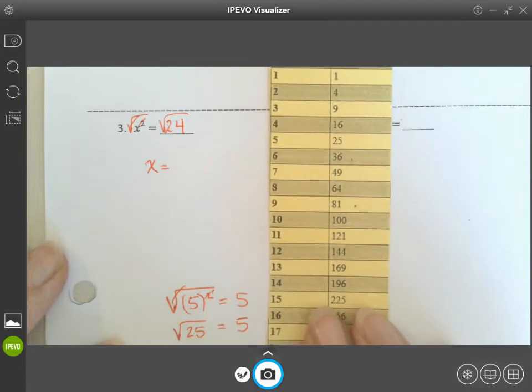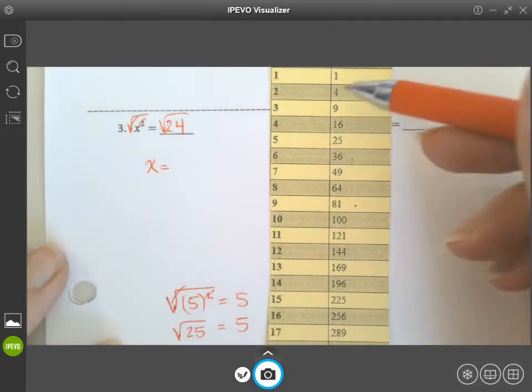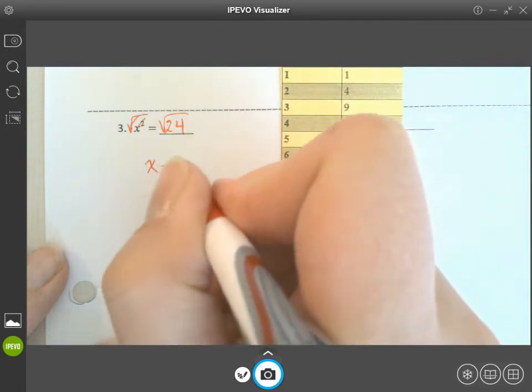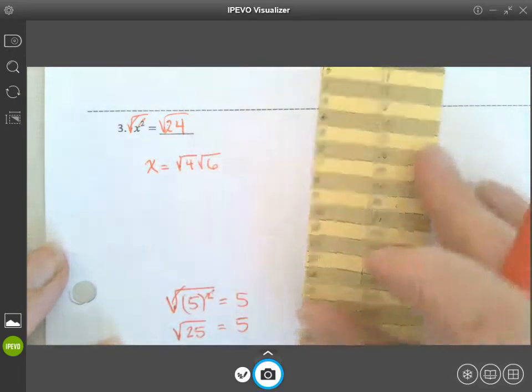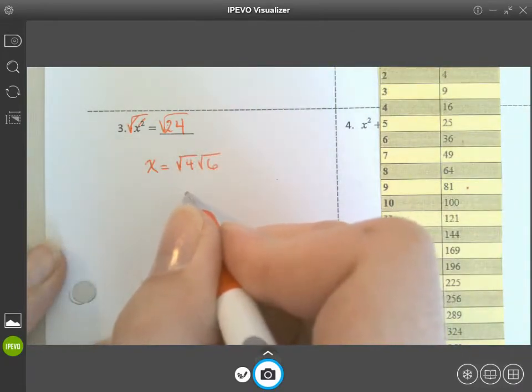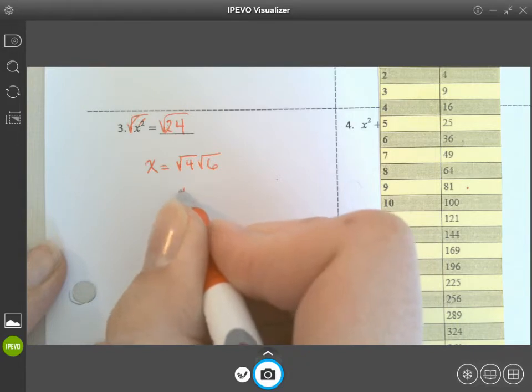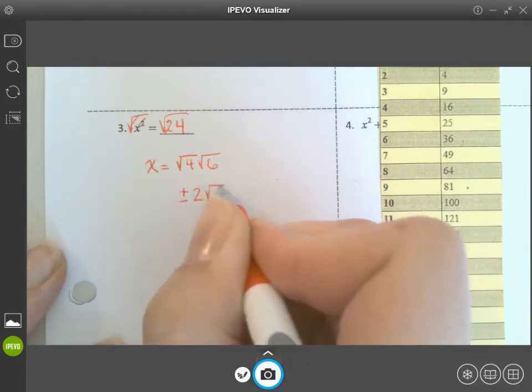This is where we go back to, can I break 24 down with the perfect square? What's the biggest perfect square that goes in 24? Well, half of 24 is 12, so it's got to be either 9 or 4, and it's 4. So again, I'd like you to write it with the perfect square first and then the number after it. So what's the square root of 4? Positive or negative 2 square root of 6.